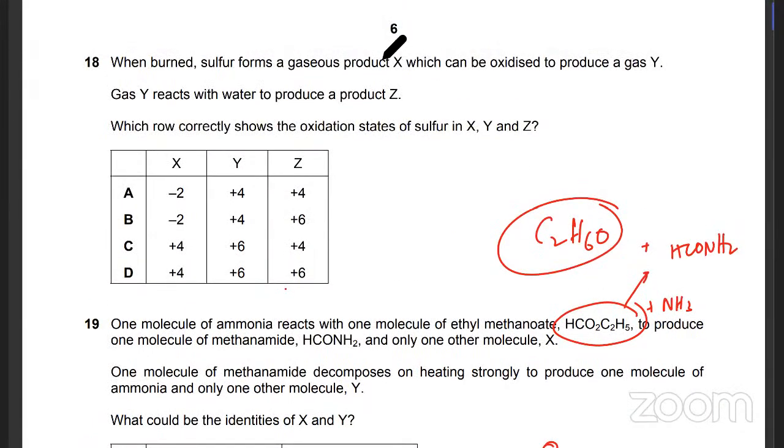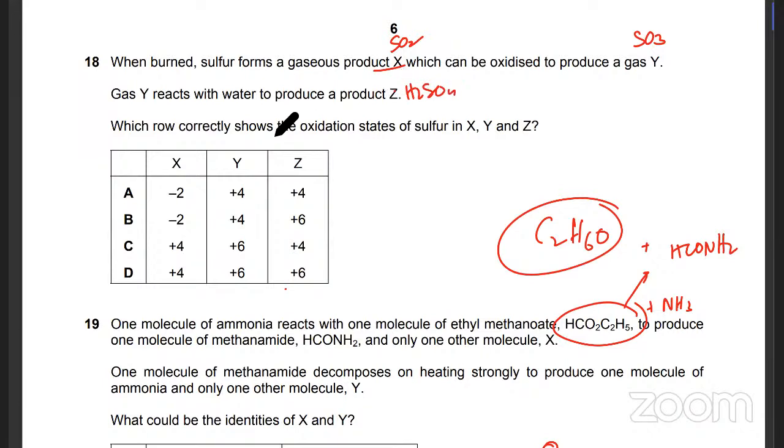Now, when burnt, sulfur forms a gaseous product X, which is oxidized to produce a gas Y. What is X? Sulfur dioxide. Y is sulfur trioxide. And Y reacts with water to produce a product Z. SO3 gives H2SO4, sulfuric acid.